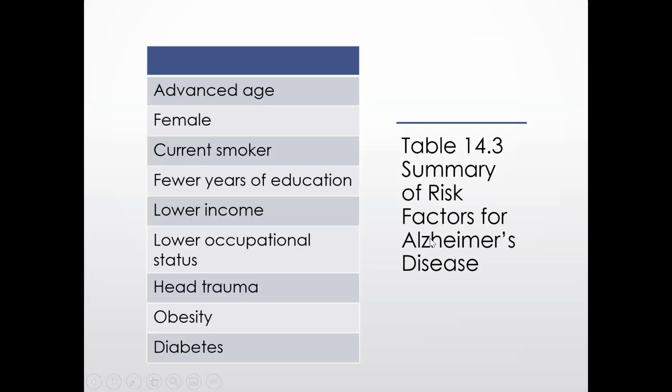So what are some of the risk factors? Here's a nice little summary. Advanced age, being a female. If you are a smoker, it will increase your risk of having Alzheimer's disease. Less years of education, having a lower income, lower occupational status, head trauma, obesity, and diabetes can all increase your risk for factors of Alzheimer's disease.